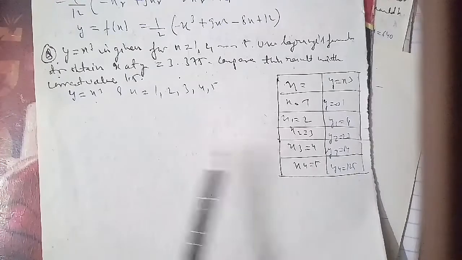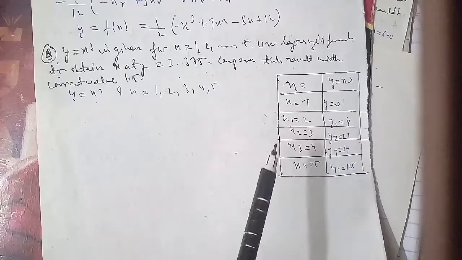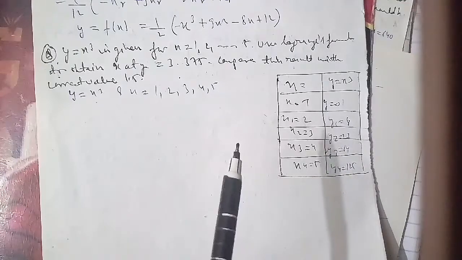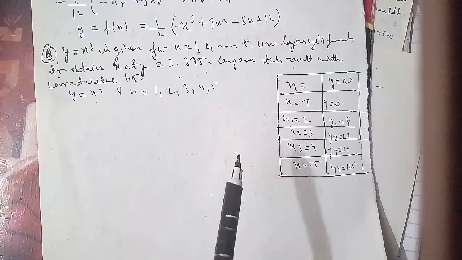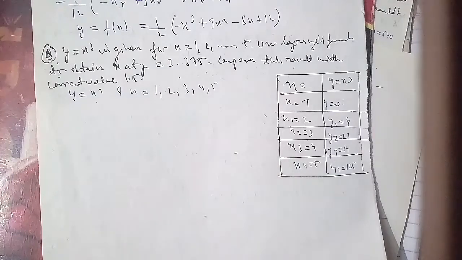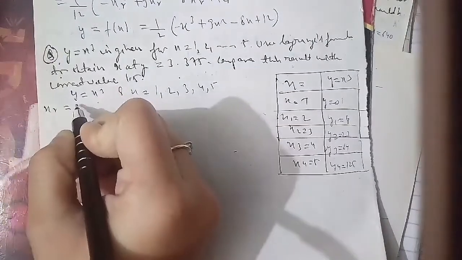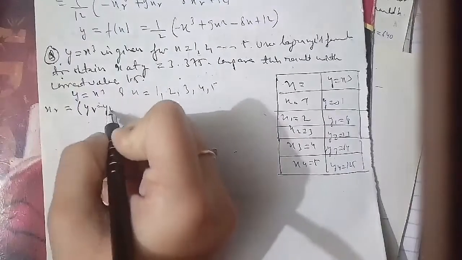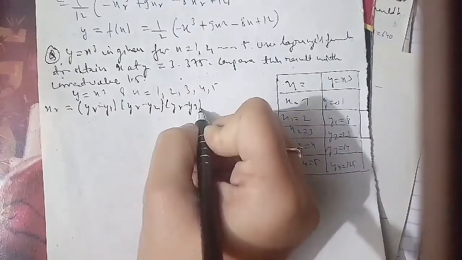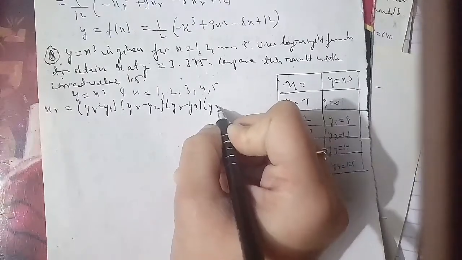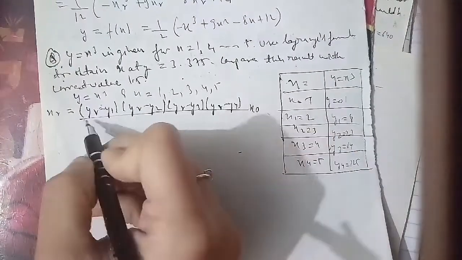xr equals yr minus y1, yr minus y2, yr minus y3, and yr minus y4 upon, this has been x0, y0 minus y1, y0 minus y2, y0 minus y3, and y0 minus y4, plus yr minus y0, yr minus y2, yr minus y3, yr minus y4. This has been the x1.